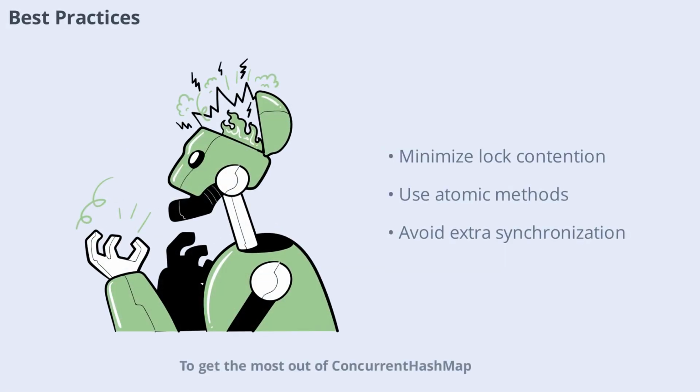To get the most out of ConcurrentHashMap, follow best practices such as minimizing lock contention, using atomic methods when possible, and avoiding unnecessary synchronization. Proper usage ensures that your applications remain fast and reliable, even as concurrency increases.